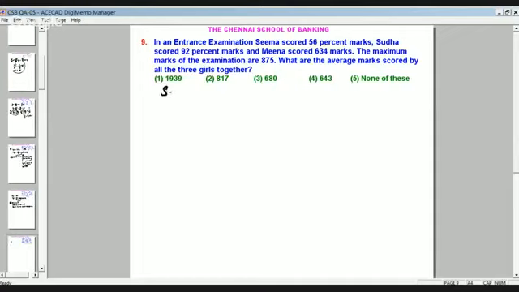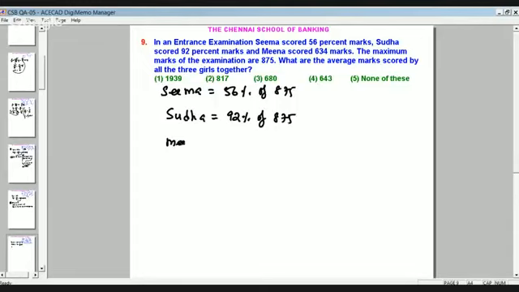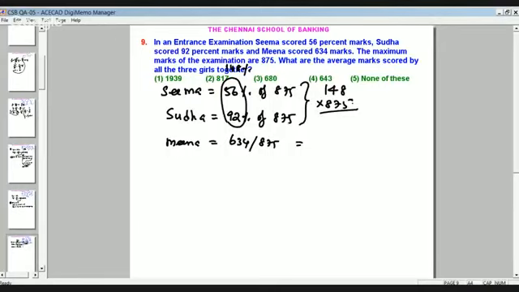Krishna padichitingla, same mark. 56% of maximum mark 875, and the Sudha mark 92% of 875. Meena mark 634 out of 875. So Seema and Sudha would have a total percentage of 148%. So now 148 into 875. Multiply panni after 2 digit point vechirunga because 148% means 1.48.